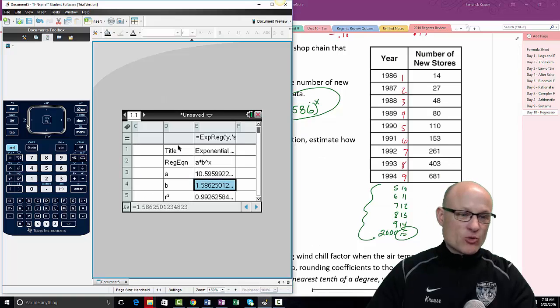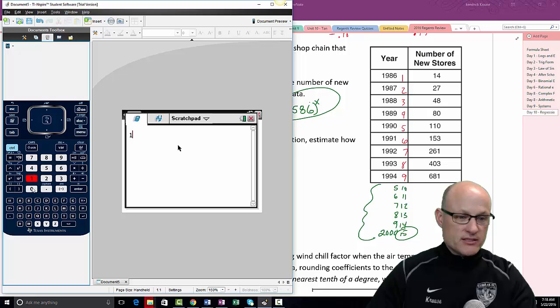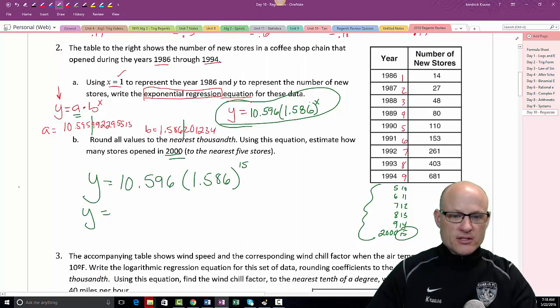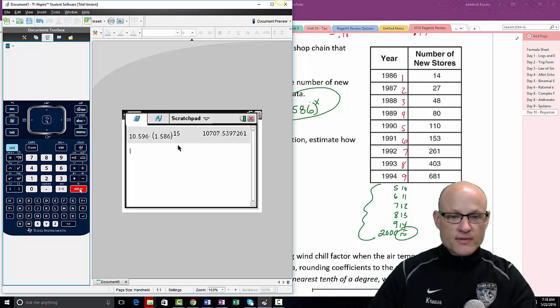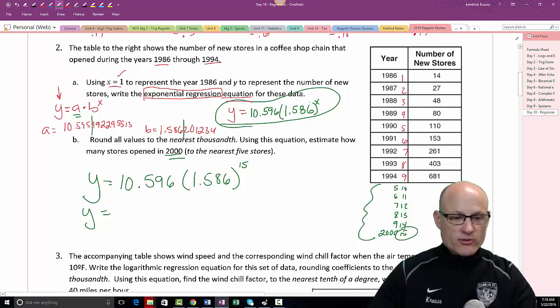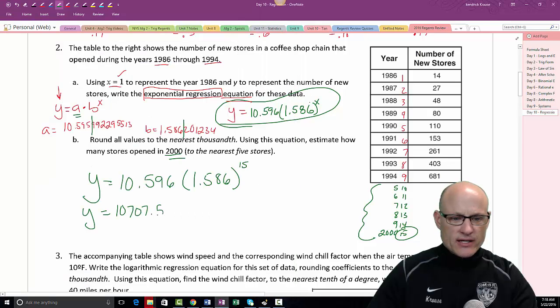This is part of your work, explaining where you got the 15 from, putting it in with 15. You're going to write your answer without rounding. So you're going to put 10.596, use the rounded equation, times 1.586 raised to the 15th power. So you get 10,707.5397. Now we're going to decide where to round to.